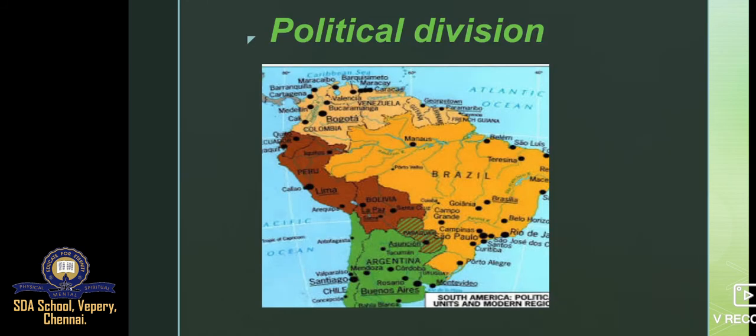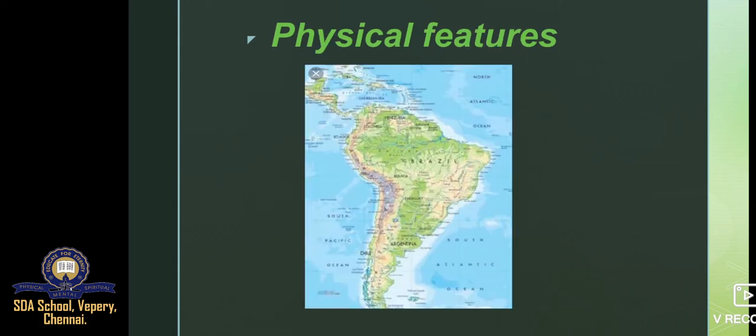Next we'll learn the political divisions of South America. At present, South America has 12 independent countries and a French territory, French Guiana. It is given in the map 8.1. After watching the video, you can see the map. Falkland and South Georgia Island are under the control of United Kingdom. The names of all the countries and their capital are given in the map. That is in 8.1. Next we'll see the physical features.